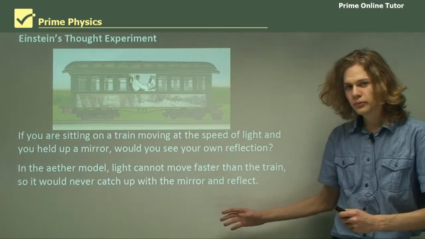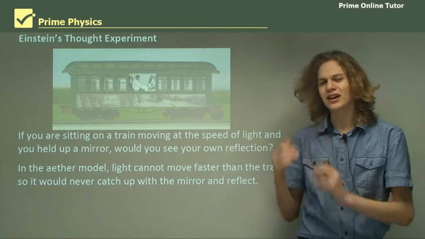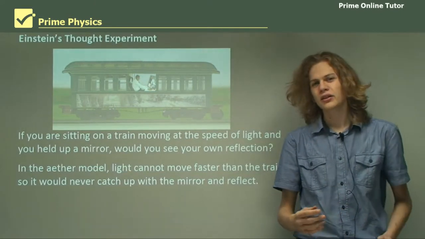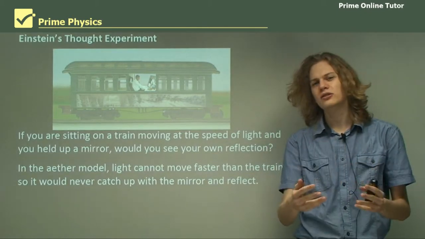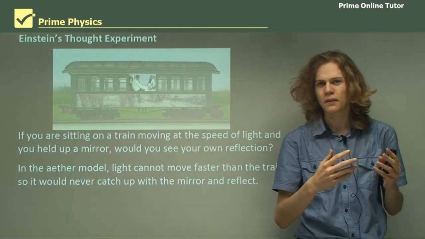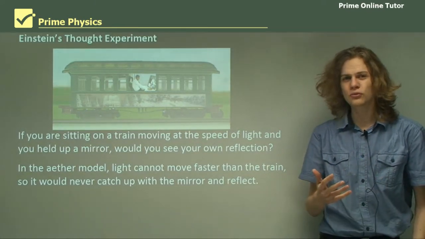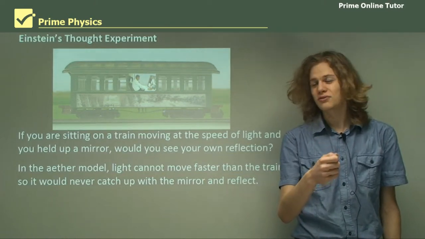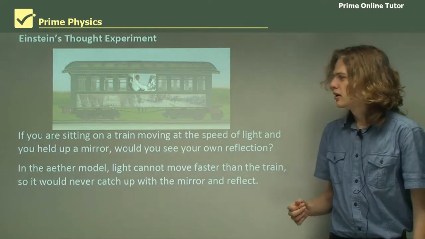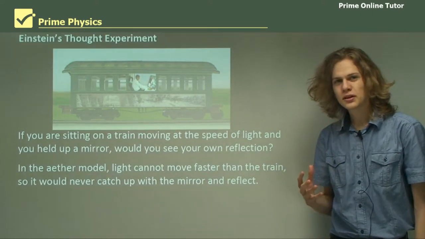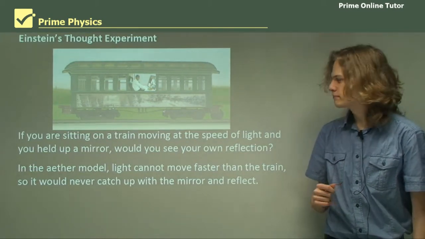In the ether model, the light coming from your face is sort of blown back by the ether as the train rushes through it. This means that because light can't outspeed the ether, it can never reach the mirror and never reflect. This means that if the ether exists, it's possible to tell how fast you're moving by holding up a mirror. And if you can't see your reflection, that means that you must be traveling at the speed of light. But of course, the principle of relativity says that we can't figure out our speed if we don't have an outside point of reference.